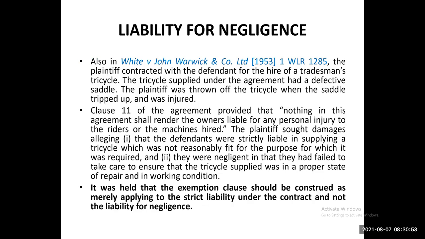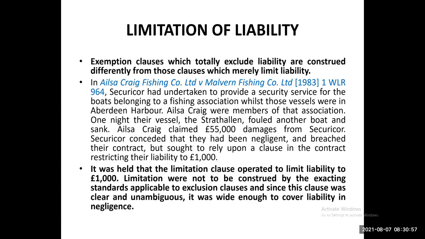Yeah, a similar thing happened in White and John Walker, where you can read that. And also the case of Ailsa Craig Fishing Company Limited against Malvern, which is authority for the proposition that exemption clauses which totally exclude liability are construed differently from those clauses which merely limit liability. So there are two things. If you have a total exemption clause, saying that I'm excluding liability, it is different from a limitation clause, because a limitation clause only limits liability. It's trying to place a cap, saying that I cannot be held liable beyond this. And for that matter, the two are not approached in the same way.